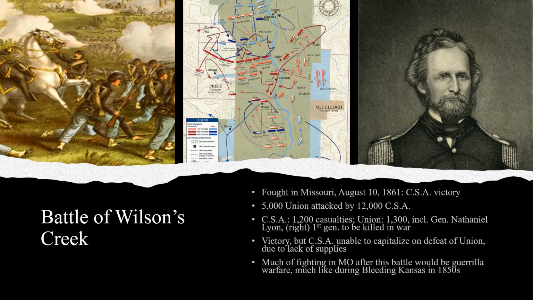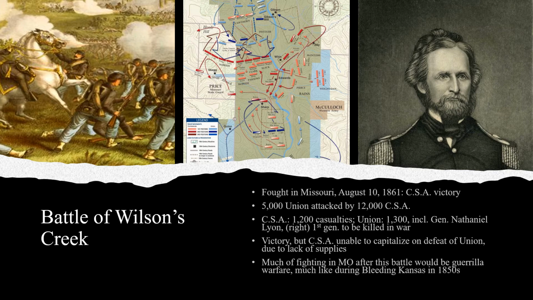At the Battle of Wilson's Creek, called Oak Hills by the Confederates, a 12,000-plus force of Confederate soldiers and C.S.A.-supporting Missourians attacked a much smaller Union army of about 5,000 troops. Both sides sustained roughly equal casualties. The Union suffered about 1,300, while the Confederates lost about 1,200.